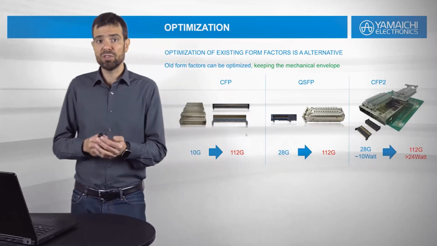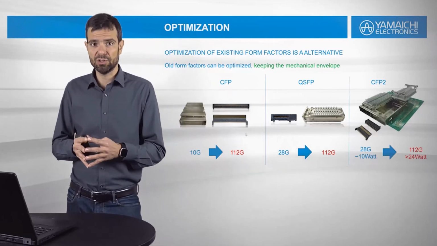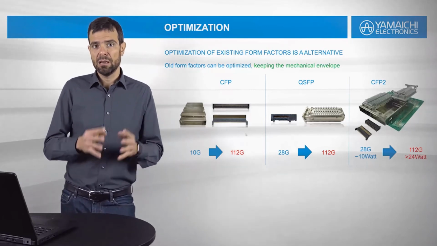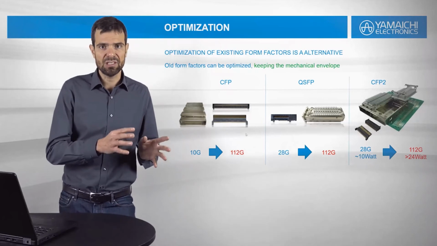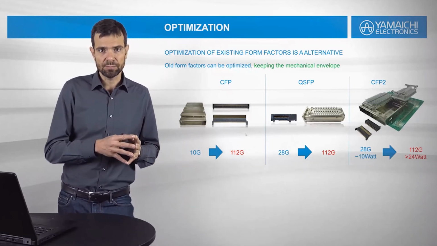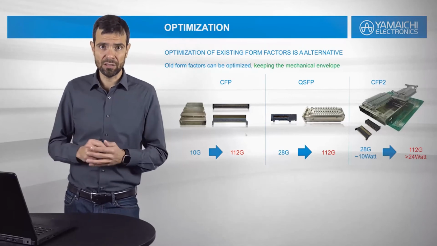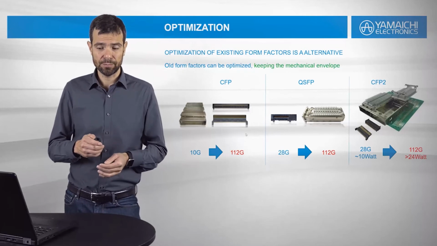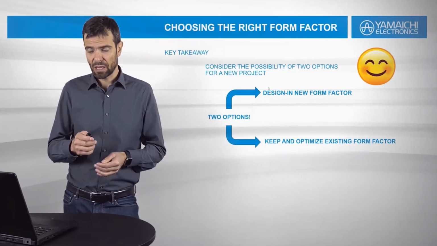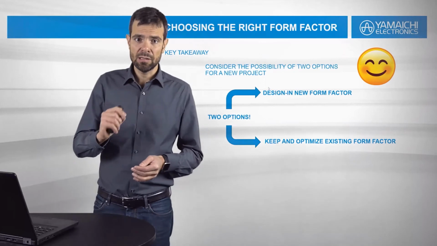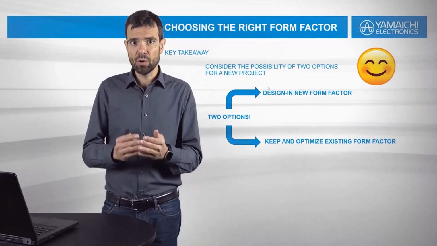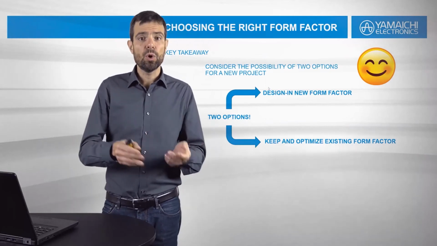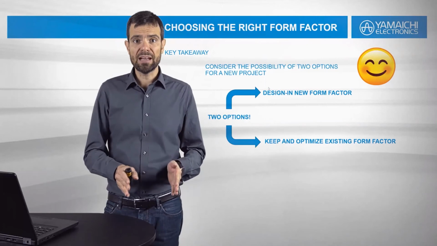Last but not least, also CFP2 has been upgraded to 112G, but not only the data rate, but also the wattage. Originally, we had something like 10 watts that we could use on a CFP module. Now we can go beyond 24 watts, and this is really important for coherent transmission. The key takeaway here that we would like to share with you is that you have two options. When you have a new project, you can design in a new form factor, or you can keep the old form factor and optimize it.